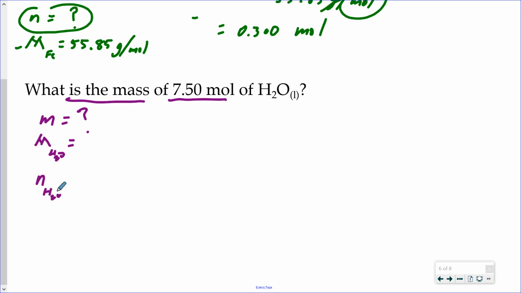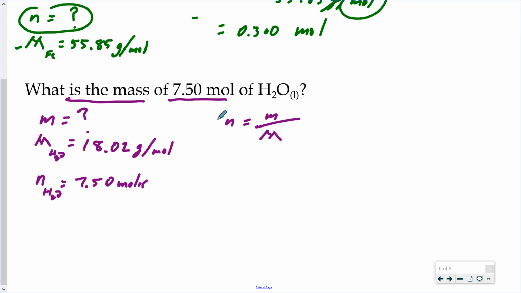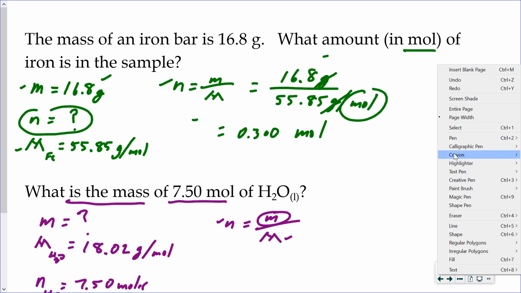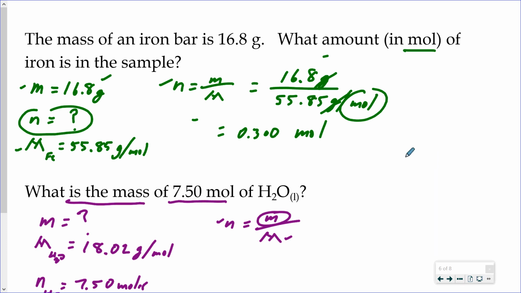Moles of H2O is 7.50 moles. The molar mass we just did, right? We calculated that a couple of slides ago, and that was 18.02 grams per mole. So your equation on the data sheet is the moles is equal to the mass divided by the molar mass, but we already have the number of moles. We have the molar mass. What we need is to figure out the mass. So what you need to do is get this variable, the lowercase m, the mass, on its own.